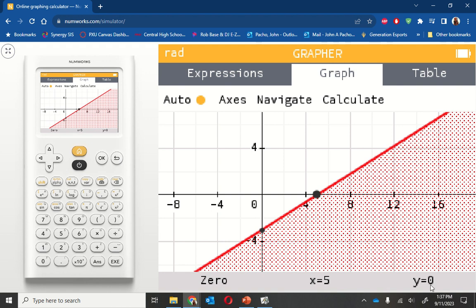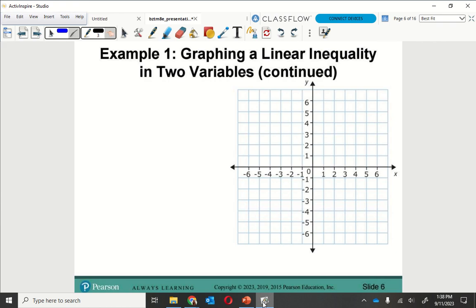I could use this as an X and a Y. So on your graph, you're going to put a dot at 5, 0. You're going to put another dot at 0, -3. Zero, -3. 5, 0. And this is a solid line.